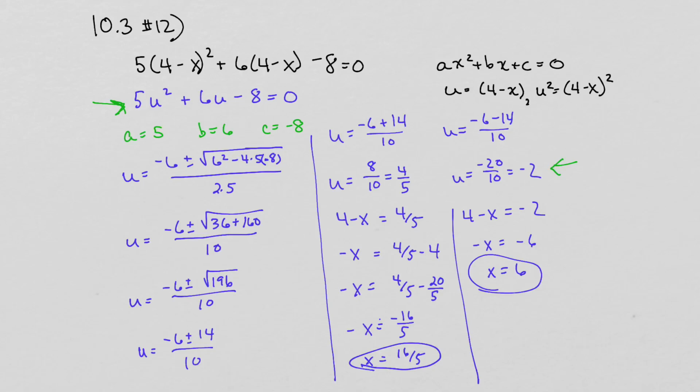So we temporarily substituted in a u for 4 minus x and a u squared for (4 minus x) squared to make a quadratic equation. And once you have a quadratic equation that you solve, you're halfway done. You find the answers for that quadratic equation, and then you go back to your substituting equation. What was u? u was 4 minus x. So replace the u with 4 minus x and find the value for x.